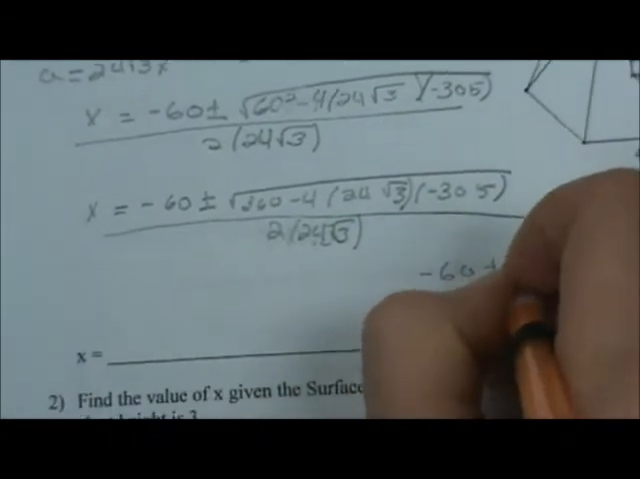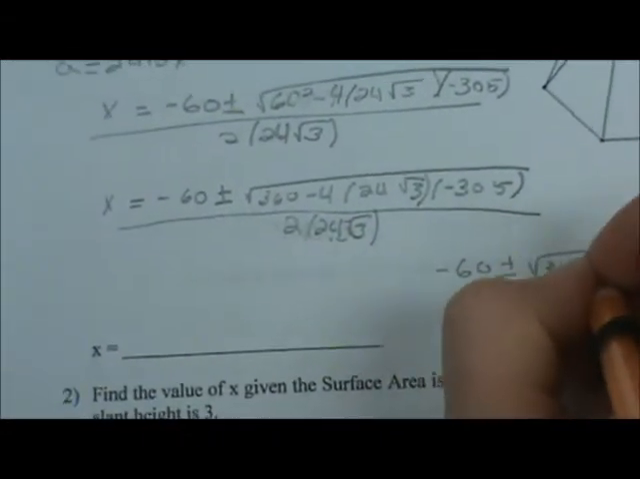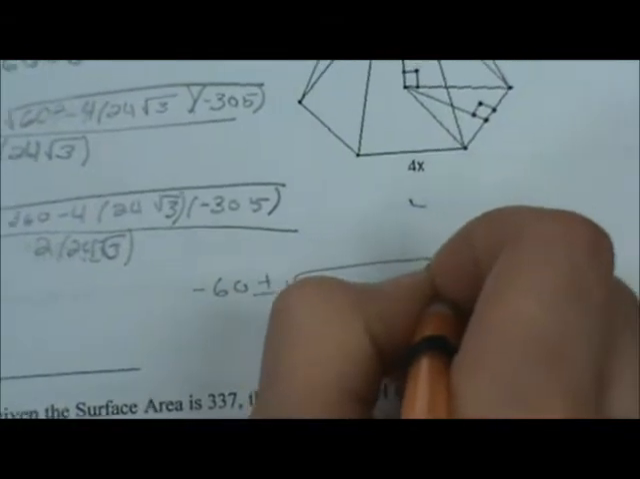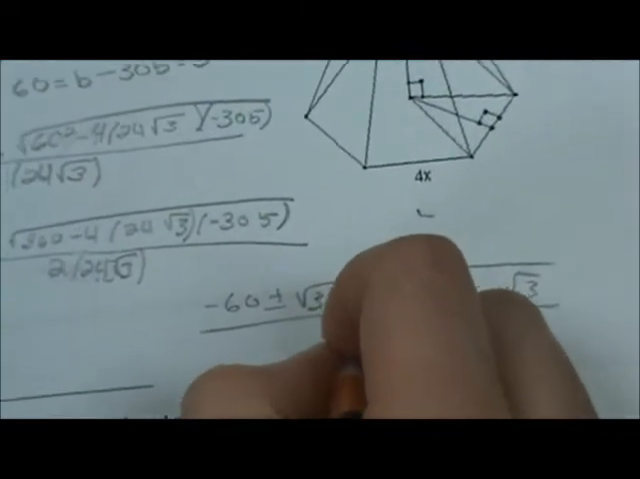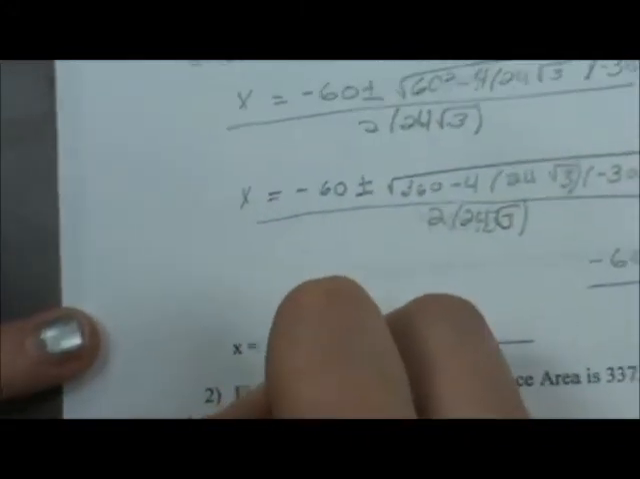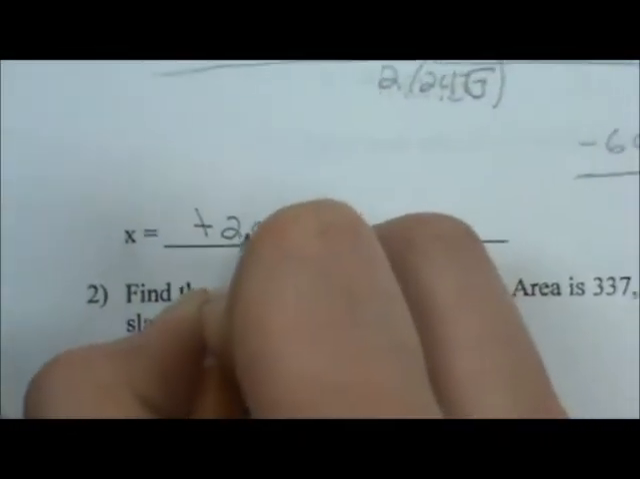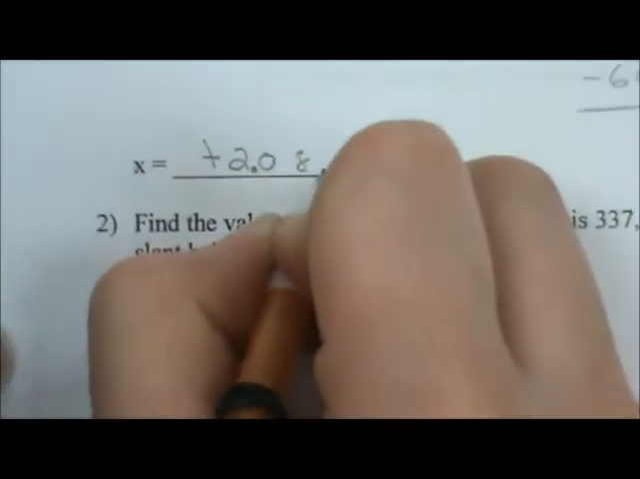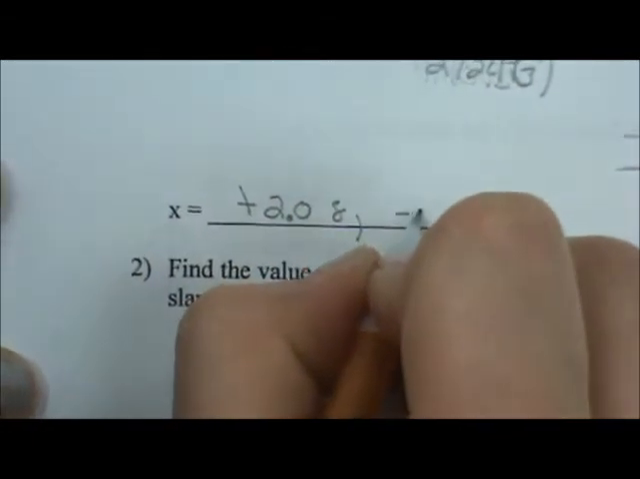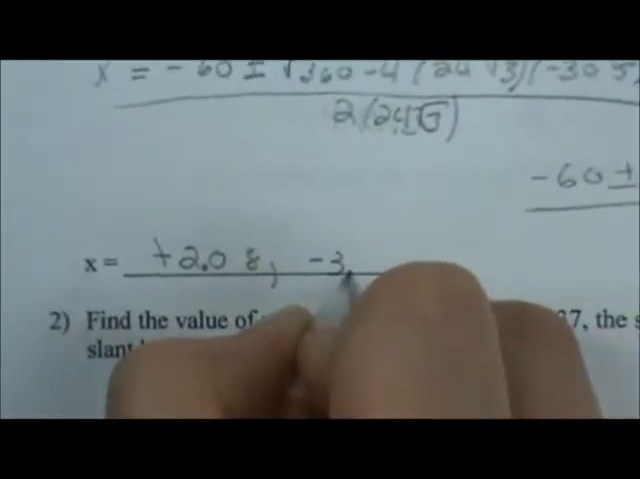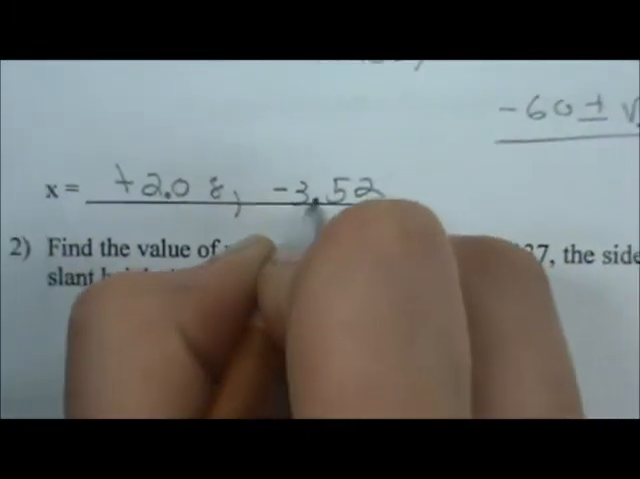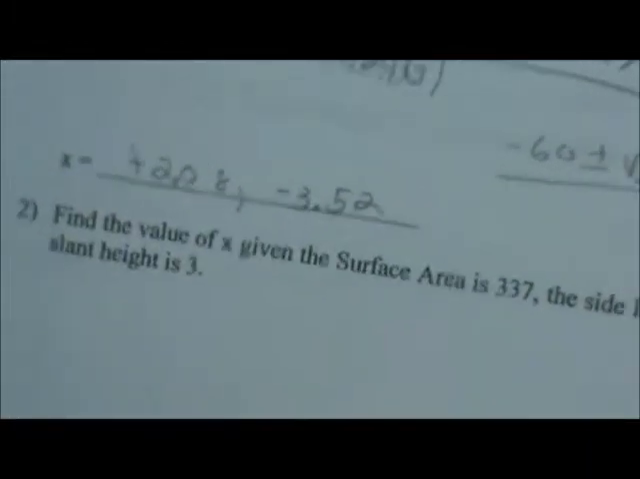It was bad. Okay, and simplifying even more, negative 60 plus or minus square root of 3600 minus 29280 square roots of 3 all over 48 square roots of 3. And adding and subtracting 1 to each side, for our final answer, we get a positive 2.08 and a negative 3.52.